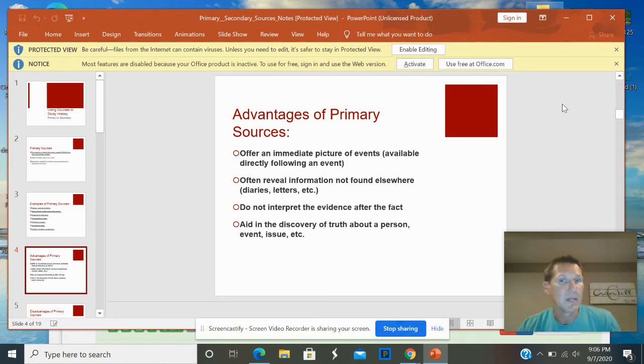It does offer an immediate picture of the events. It oftentimes reveals information that's not found elsewhere, especially if you're looking at diaries or letters. It does not interpret the evidence after the fact, and it aids in the discovery of truth about a person, event, issue, etc. And it just gives you a really authentic view of what people thought, or the culture, or just some real personal stuff is usually given to you by a primary source.